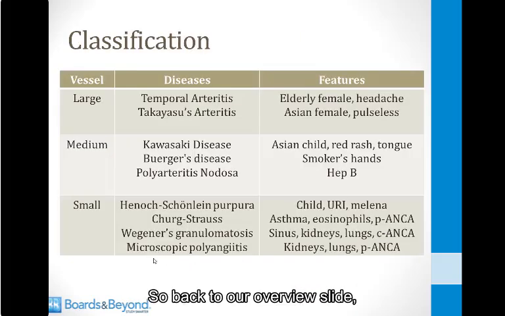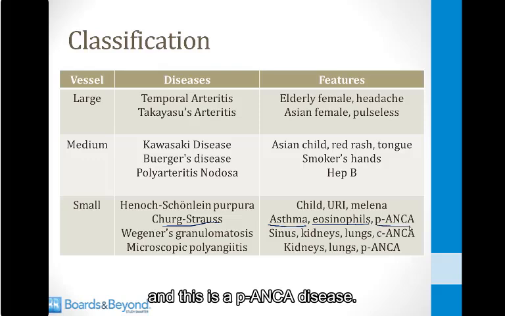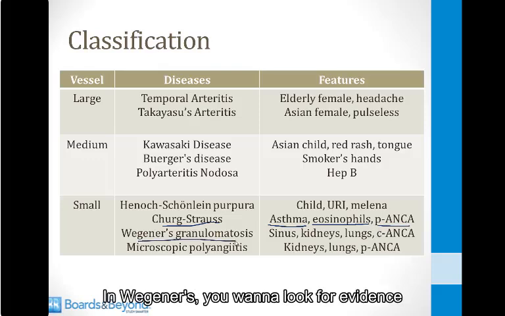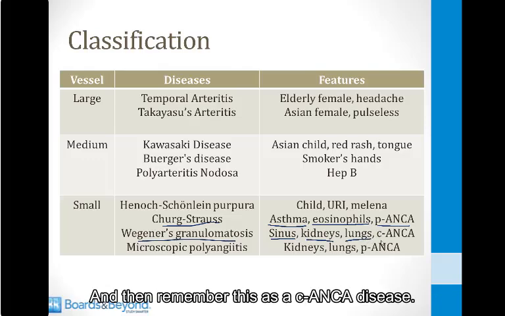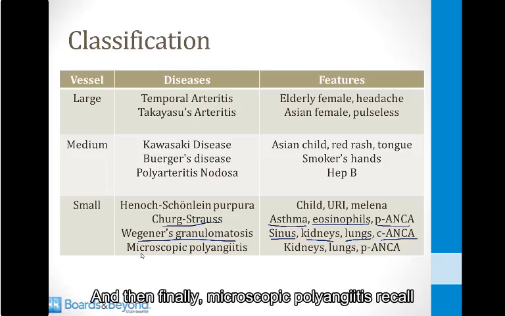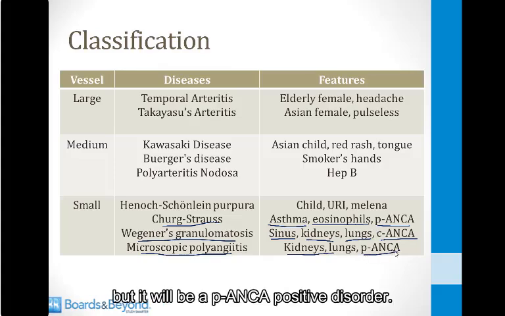So back to our overview slide, we can now complete this slide by filling in the right-hand column. So for Churg-Strauss, the thing you want to remember is asthma. This is going to look like asthma with extrapulmonary involvement. There will be high levels of eosinophils, and this is a p-ANCA disease. In Wegener's, you want to look for evidence of sinus involvement as well as the kidneys and the lungs, and then remember this is a c-ANCA disease. And then finally, microscopic polyangiitis, recall, looks a lot like Wegener's. It will involve the kidneys and the lungs, but it will be a p-ANCA positive disorder.